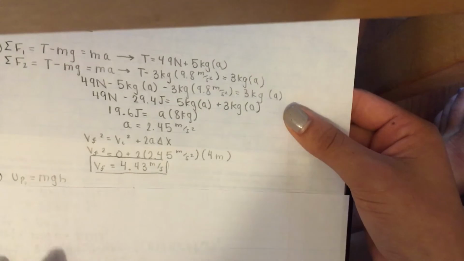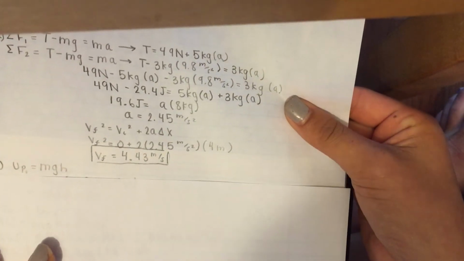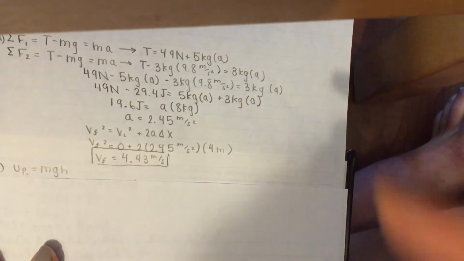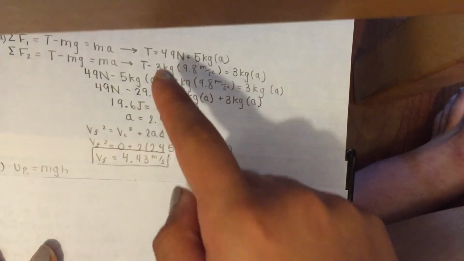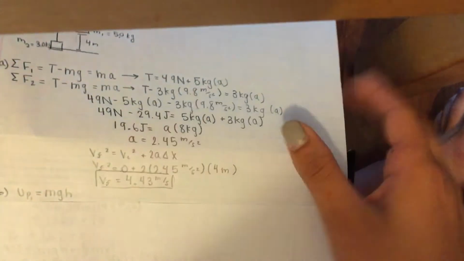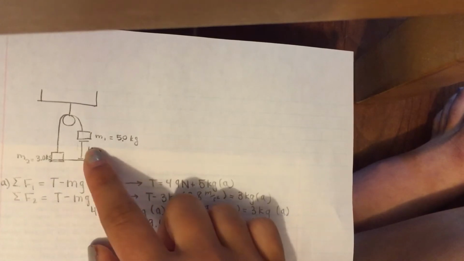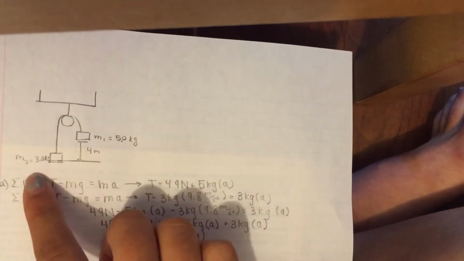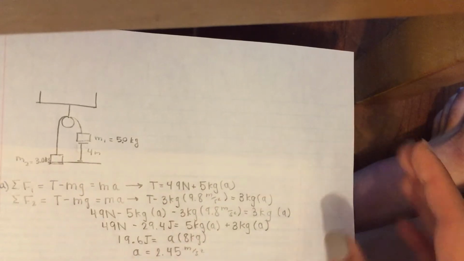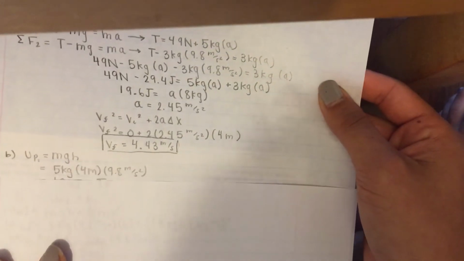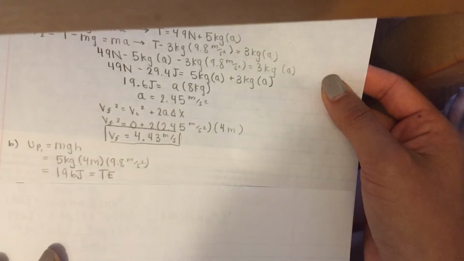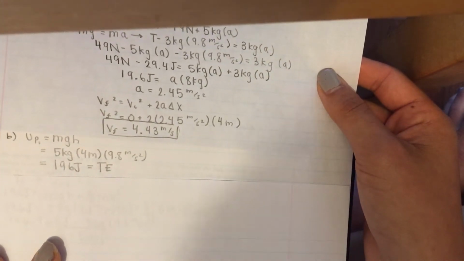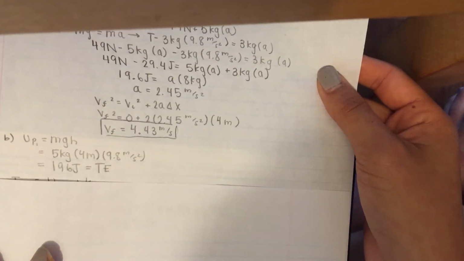So part B says that you're trying to find the height that block 2 ends at. So I started by solving for the total energy, which can be found by the potential energy of mass 1 when it's at the top here. When the problem starts, mass 1 is 4 meters above the ground and mass 2 is at height equals 0. So the only energy, because it's not moving, is the potential energy of block 1. So m is 5 kilograms, height 4 meters times 9.8 meters per second squared, and then you get 196 joules, which is the total energy.